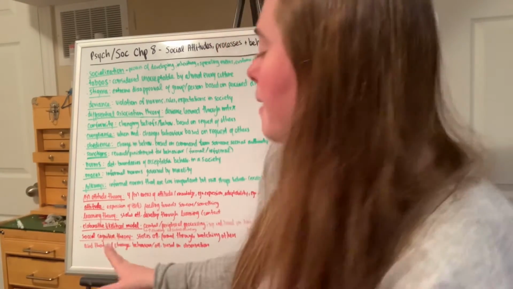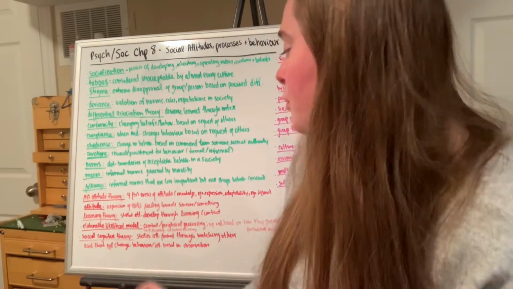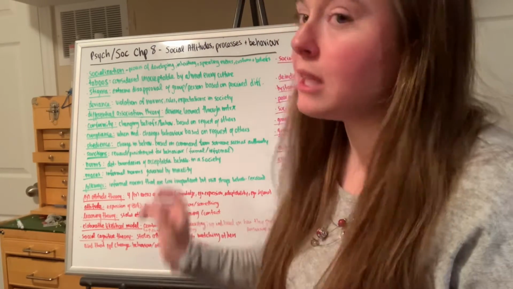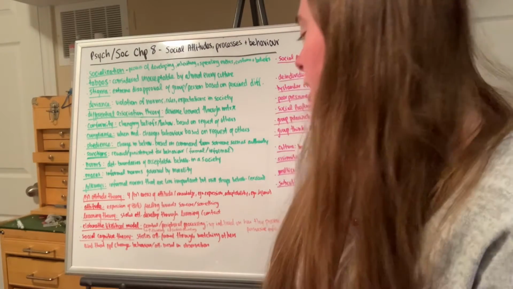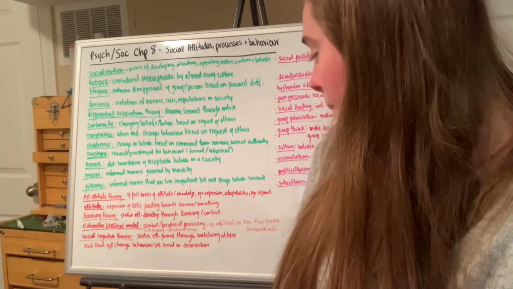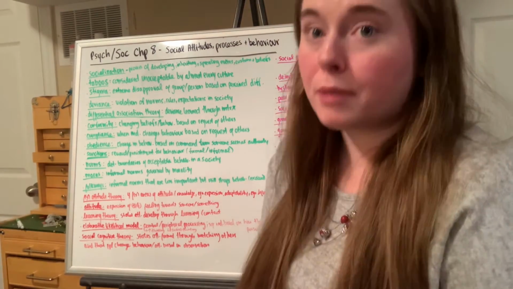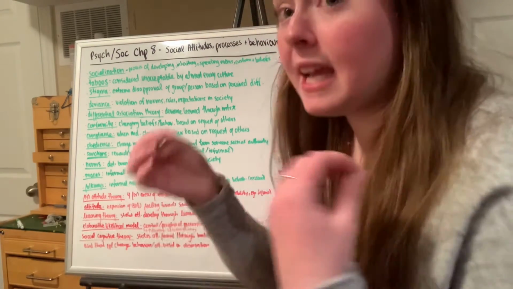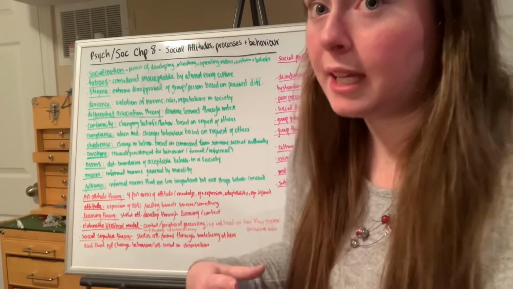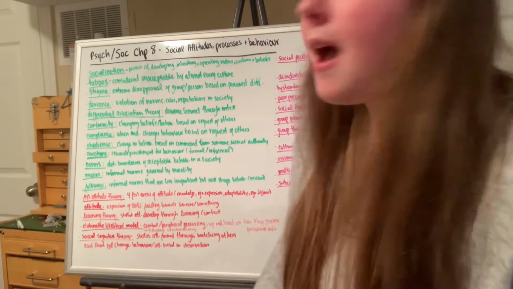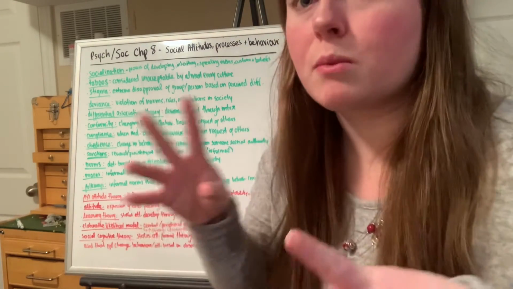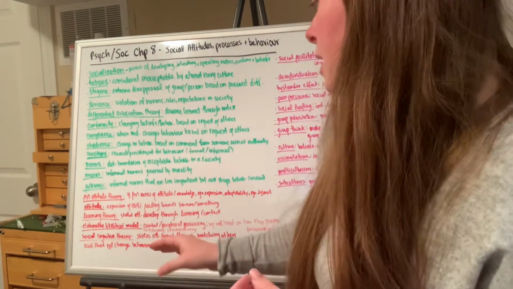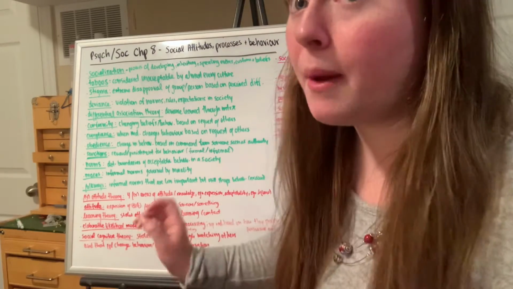Then we have the elaboration likelihood model, which can either be central or peripheral processing. The elaboration likelihood model separates individuals on a continuum based on how they process persuasive information. So if they think deeply and critically, this would be central processing. But if they're focused on the details or how someone looks or something like that, that is peripheral processing. So that is the elaboration likelihood model.